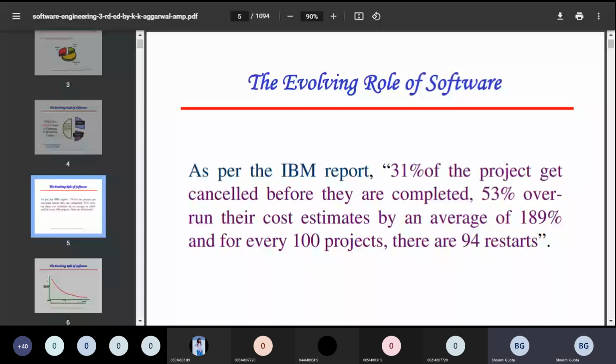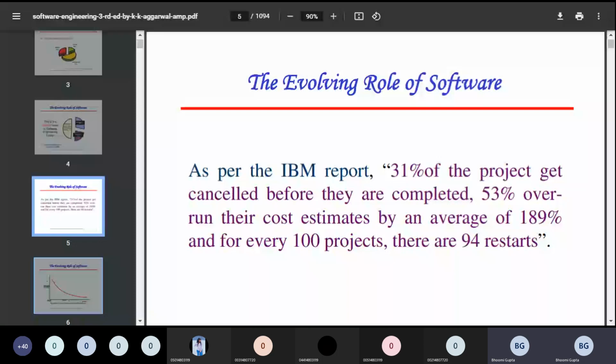You can see that out of 100 projects, 31% of the projects get cancelled before they're completed because of many issues that we'll discuss in chapter number 3 and 4. And then we have 53% overrun because the budgetary cost estimates are not done properly by the analyst teams. This cost estimation is a very important topic from your course. You'll study it in unit number 2, and many of the numericals from your subjects come from this particular topic, which is cost estimation. Okay, and then I'll go to slide number 6. This is the hardware cost and this is the software cost.